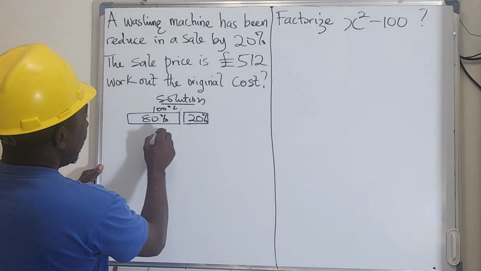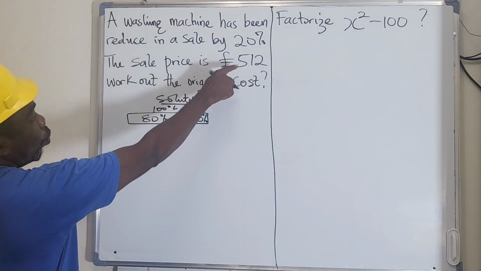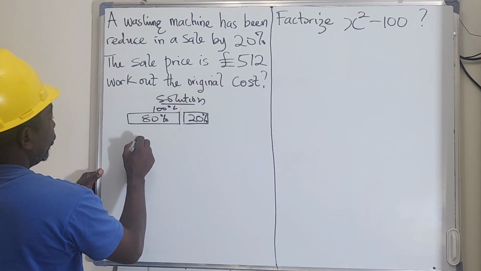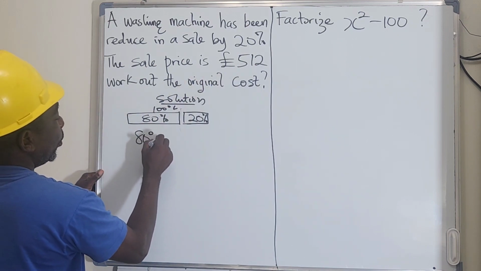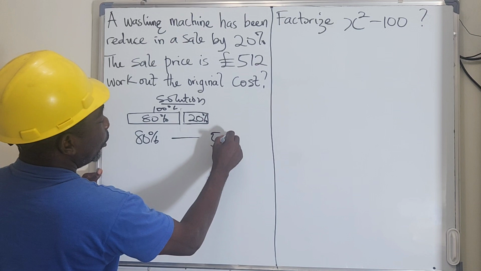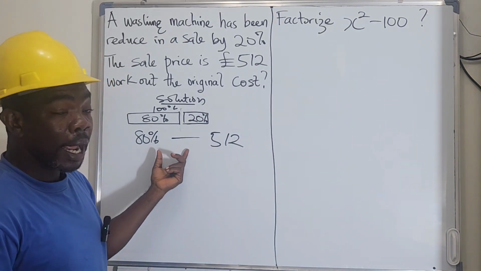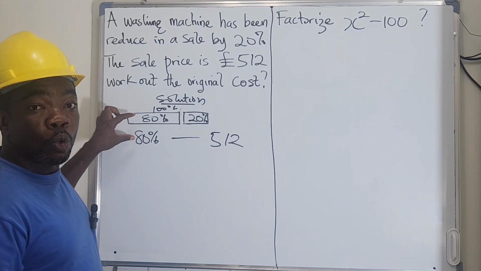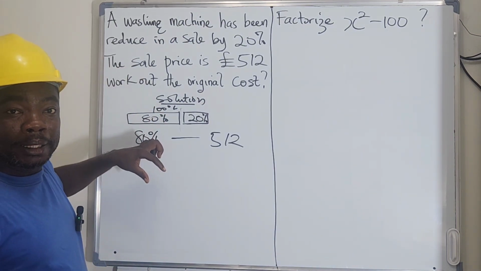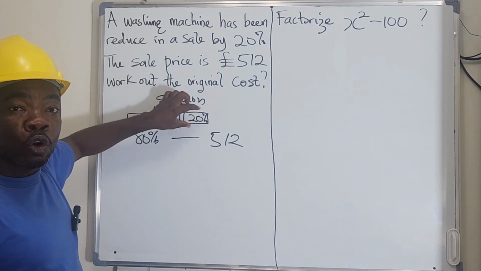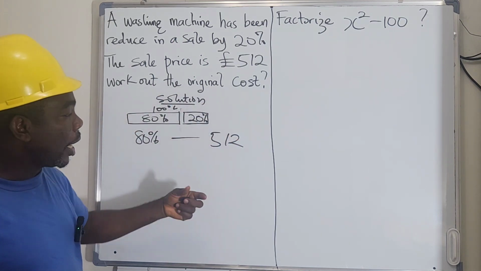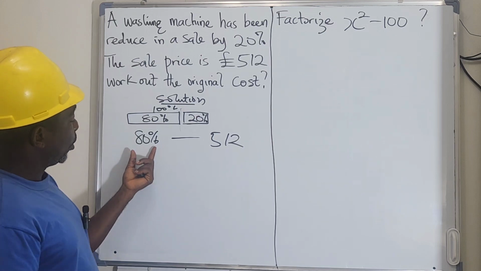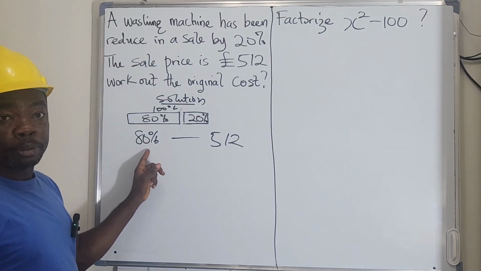So now this 80% is what is paid for, which is 512. So we have here 80%, which is 512. What we are going to work out is what value must be added to this 80% for us to have the whole of the bar, which is 100%. How do we do that?